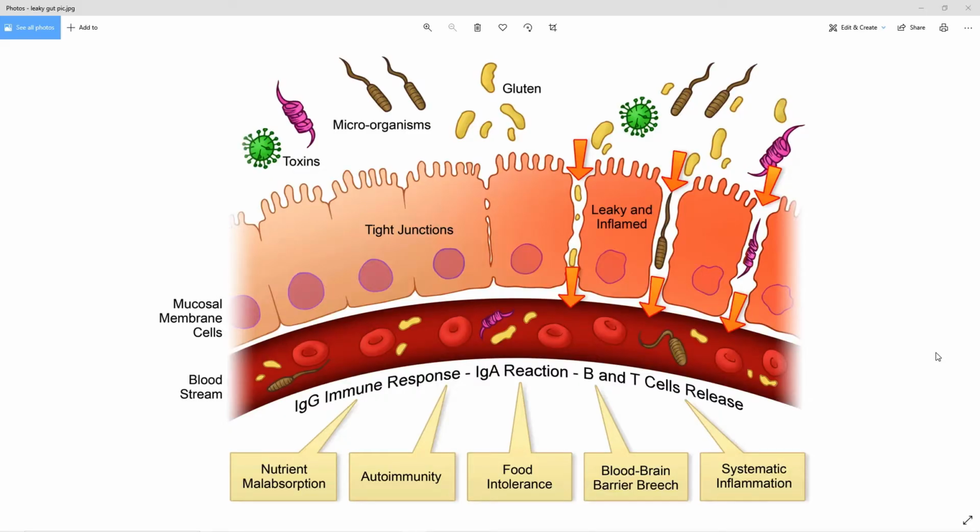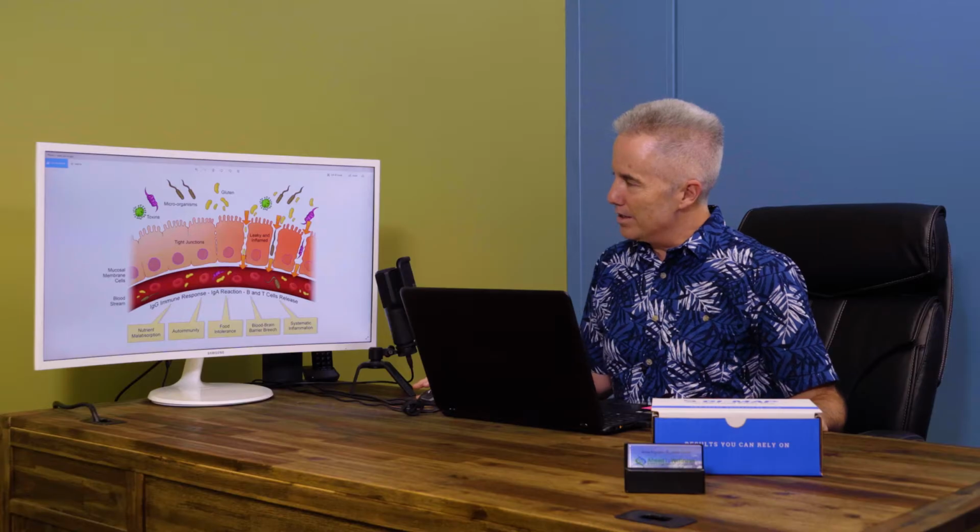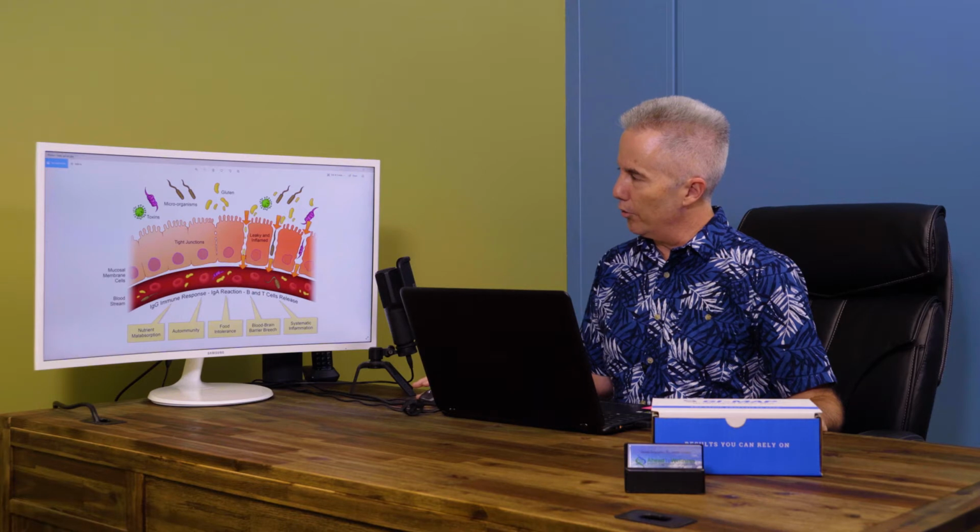This is an example of the inner skin lining of your small intestine, and you have cells here. Each of these cells that line your small intestine have these things called tight junctions. Ideally, this would be normal, healthy tissue.